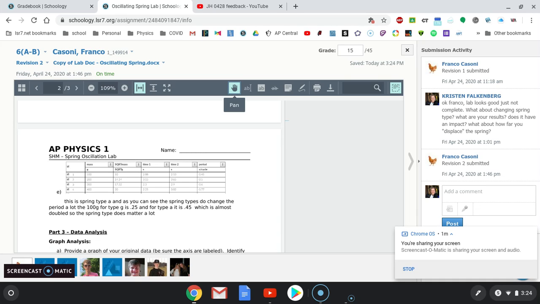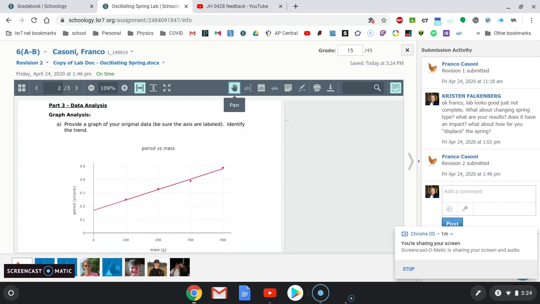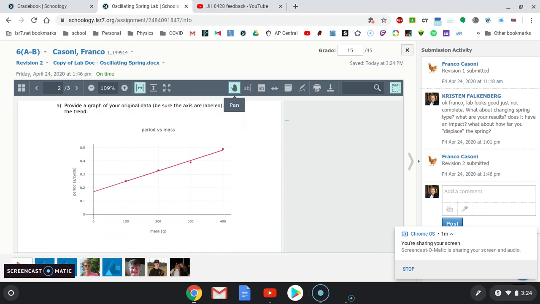And then what did you do here? Same thing. Square root of the mass. Okay, so you probably linearized it. And so let's see what this graph is. So first you got your mass versus period.